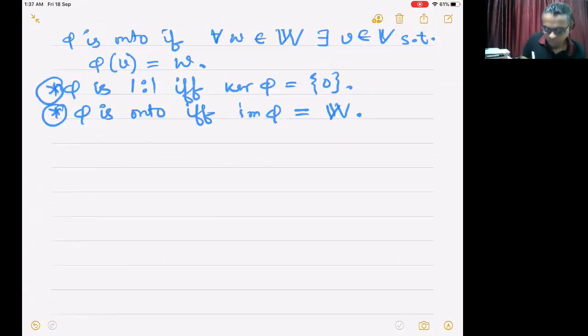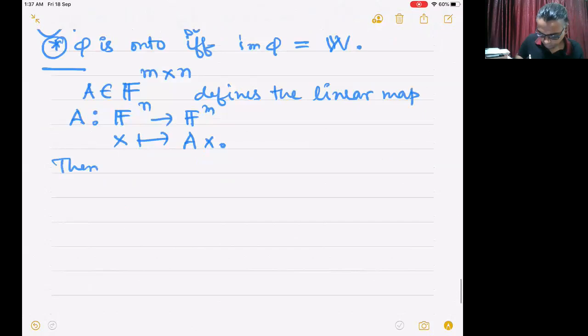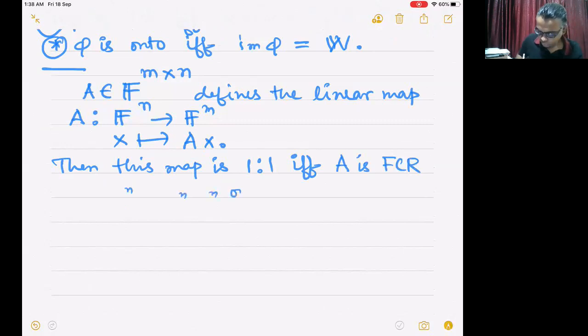We looked at two consequences also of these two observations, namely when we are looking at a matrix A, which is an M cross N matrix, and it defines the linear map A from Fn to Fm. X is a vector that gets mapped to A times X. Then this linear map is one-to-one if and only if A is full column rank, and this map is onto if and only if A is full row rank.